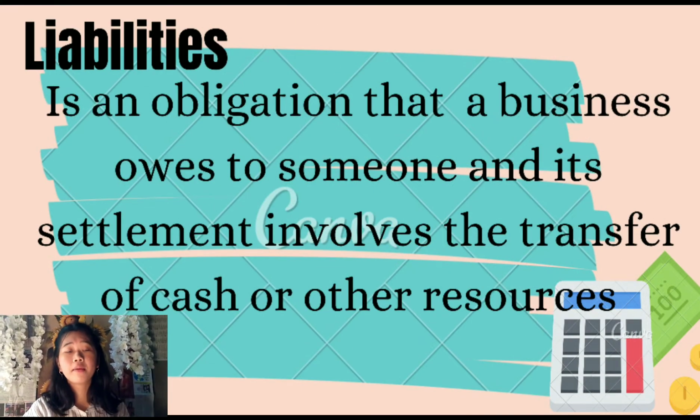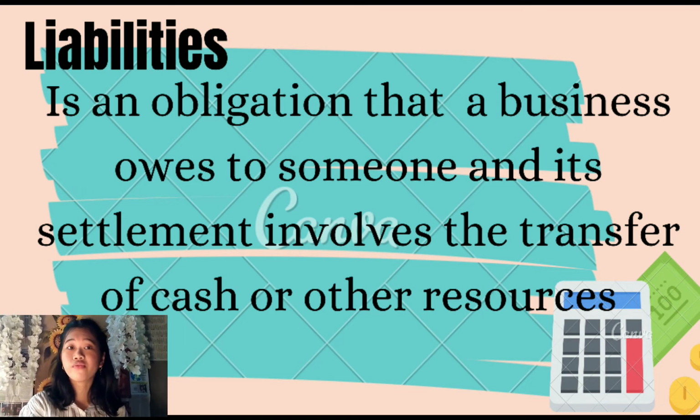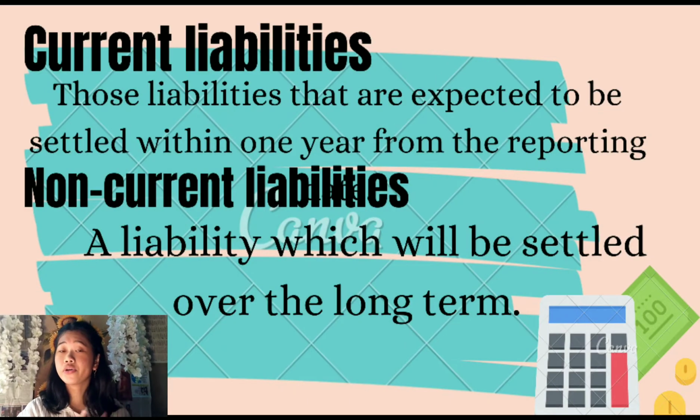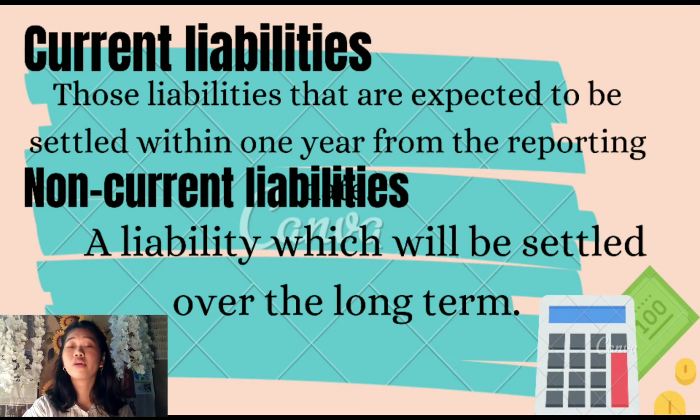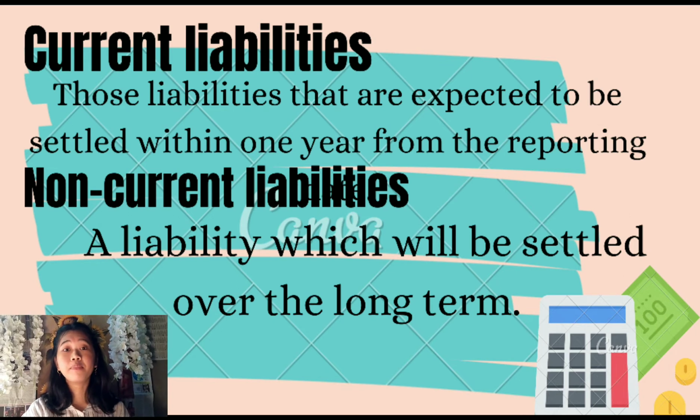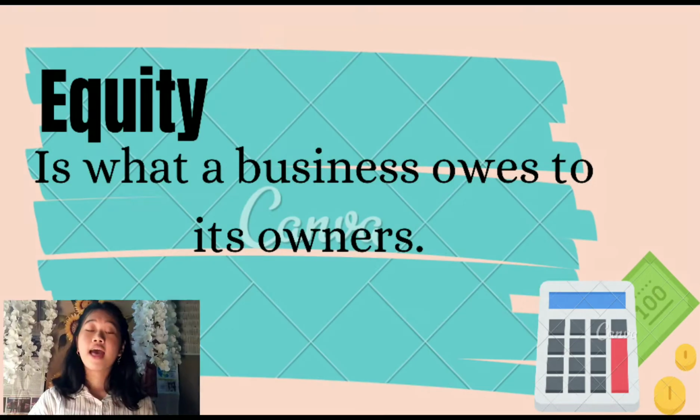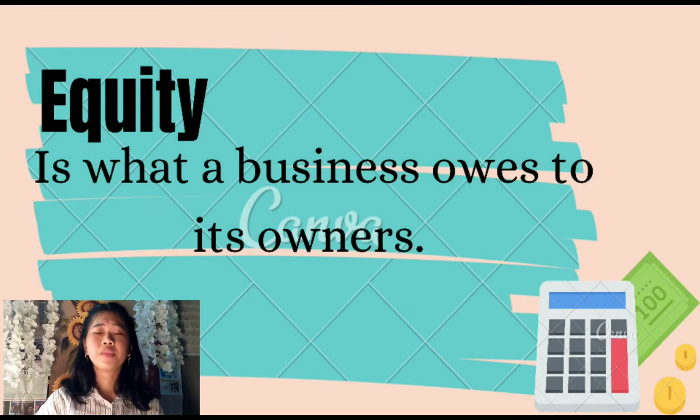The meaning of liability is an obligation that a business owes to someone, and its settlement involves the transfer of cash or other resources. There are two types of liabilities: the current liabilities and the non-current liabilities. The current liabilities are those liabilities that are expected to be settled within 1 year from the reporting date. The non-current liabilities are the liabilities which will be settled over the long term. Lastly is the equity. The equity is what the business owes to the owners.